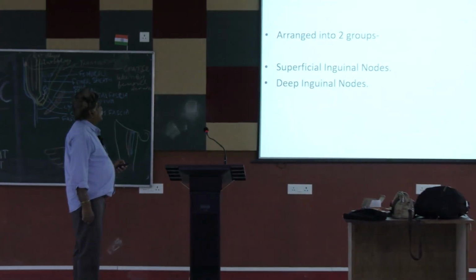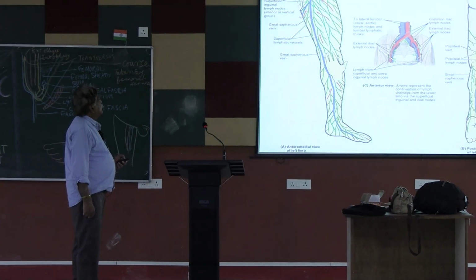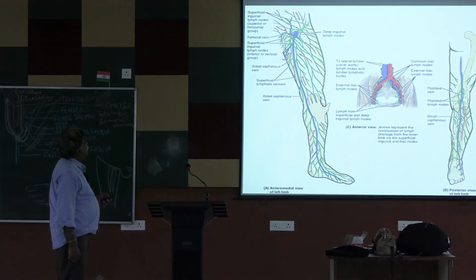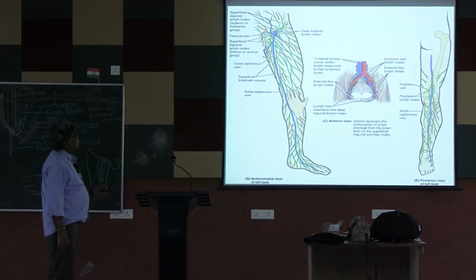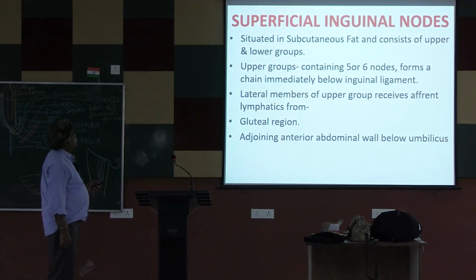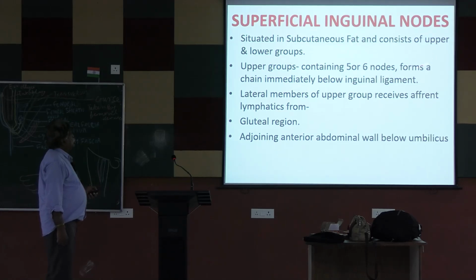Now, inguinal lymph nodes are arranged in 2 groups, superficial inguinal nodes and deep inguinal nodes. See the different types. The green is the lymph nodes and lymphatic vessels. Superficial inguinal nodes are situated in the subcutaneous fat and consist of upper and lower groups. The upper group contains 5 or 6 nodes and forms a chain immediately below the inguinal ligament. Lateral members of the upper group receive afferent lymphatics from the gluteal region and the adjoining anterior abdominal wall below the umbilicus.